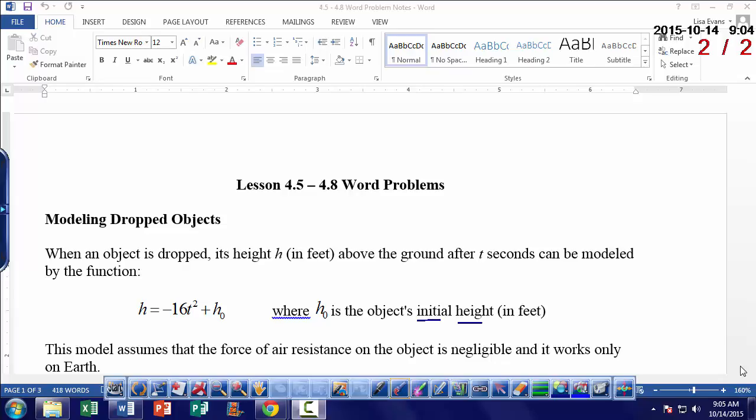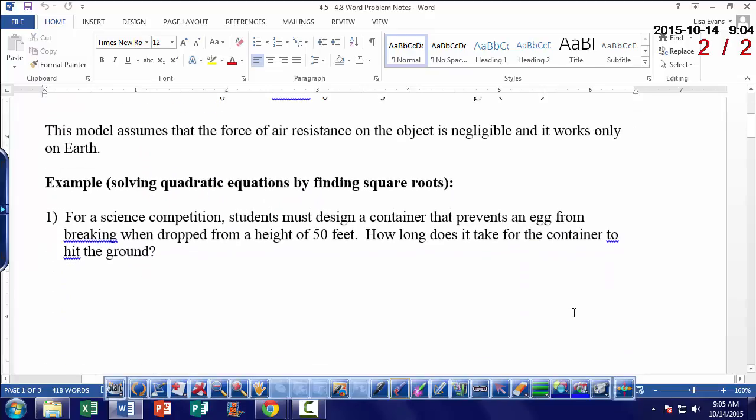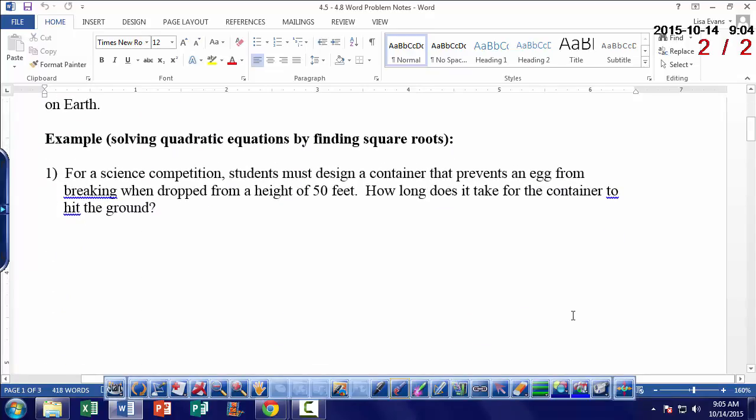Any variable with a sub 0 represents the initial, so h sub 0 represents the initial height. The model assumes that the force of air resistance on the object is negligible and works only on the Earth. Okay, so let's go ahead and get started. This one, if you notice, I put how we're going to solve each of the equations, but we'll talk about other ways as well. So this example, we're going to solve quadratic equations by square rooting both sides, because we're only going to have one variable to solve for, so we're not going to have an x squared and an x term.